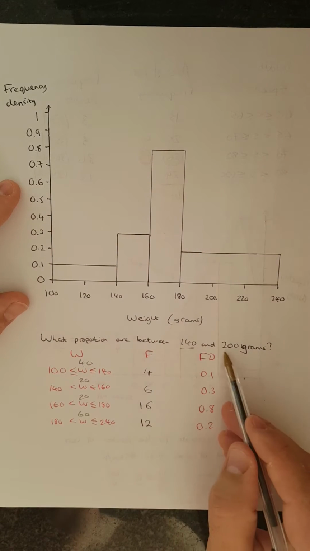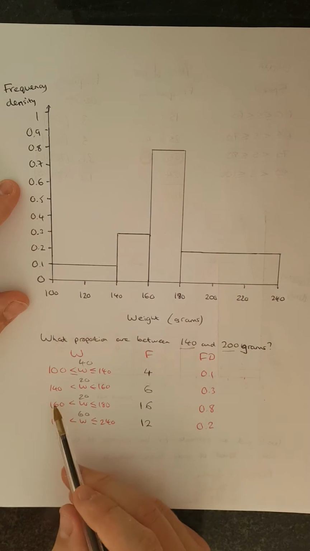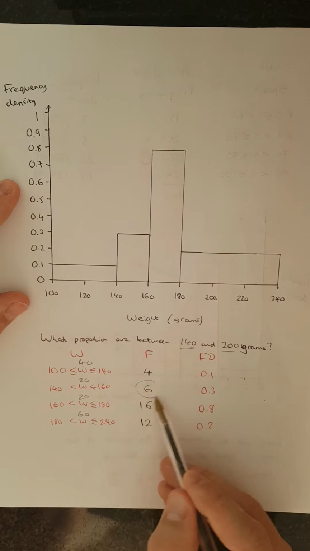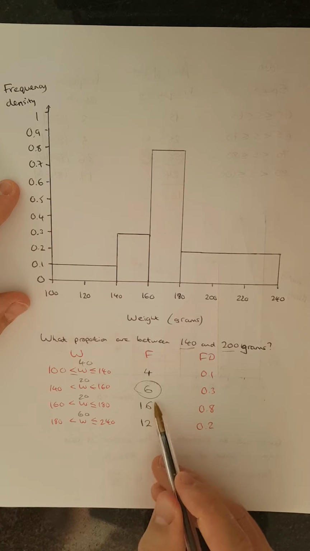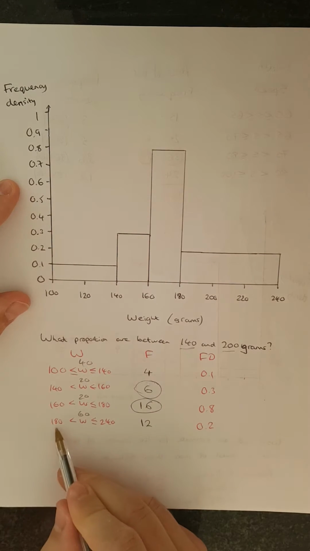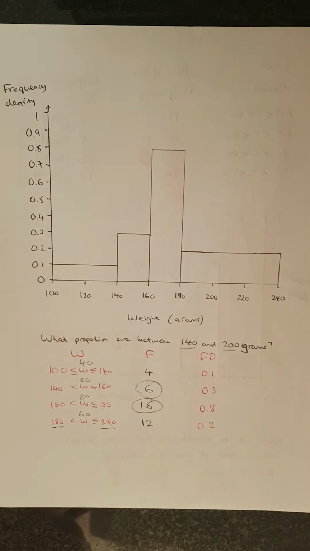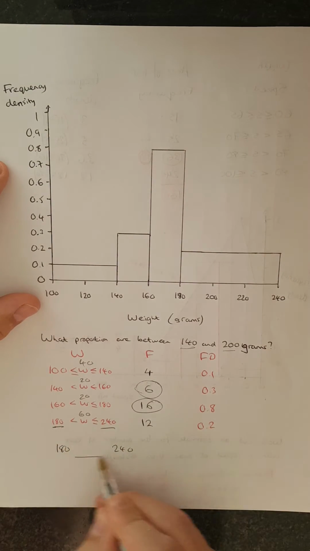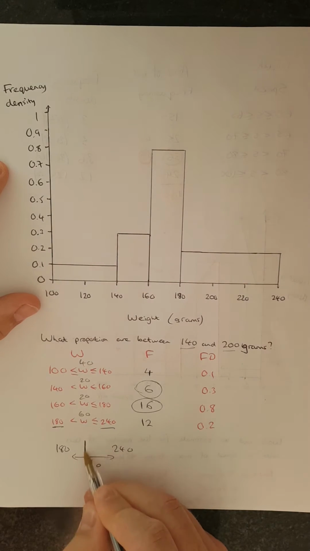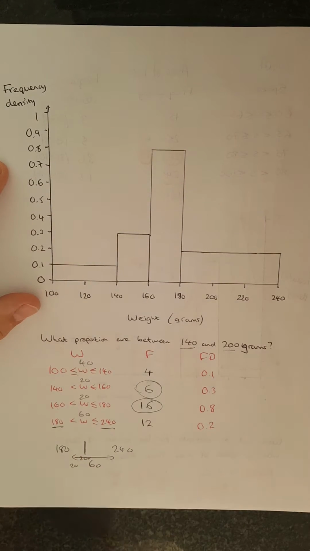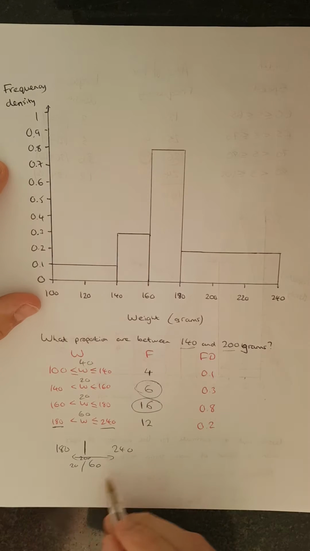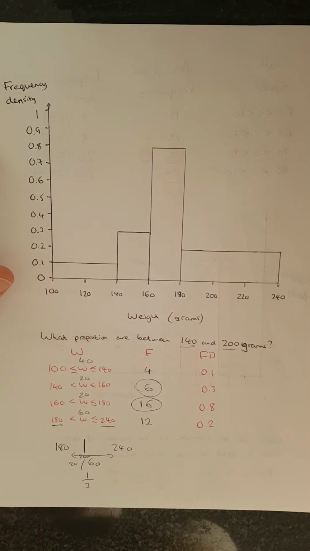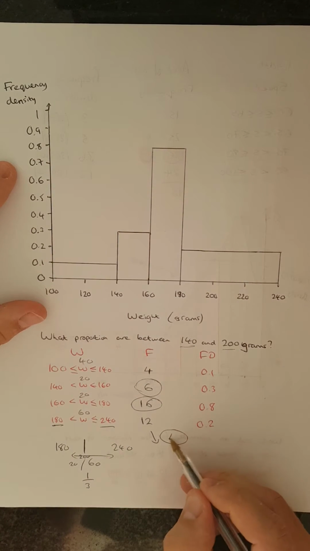Now between 140 and 200, well, 140 to 160 is 6, 160 to 180, and some of this last category. 180 to 240 is 60, and we want to stop at 200, which is 20 out of 60, which is 1/3. So 1/3 of that last category will count, which is 4.